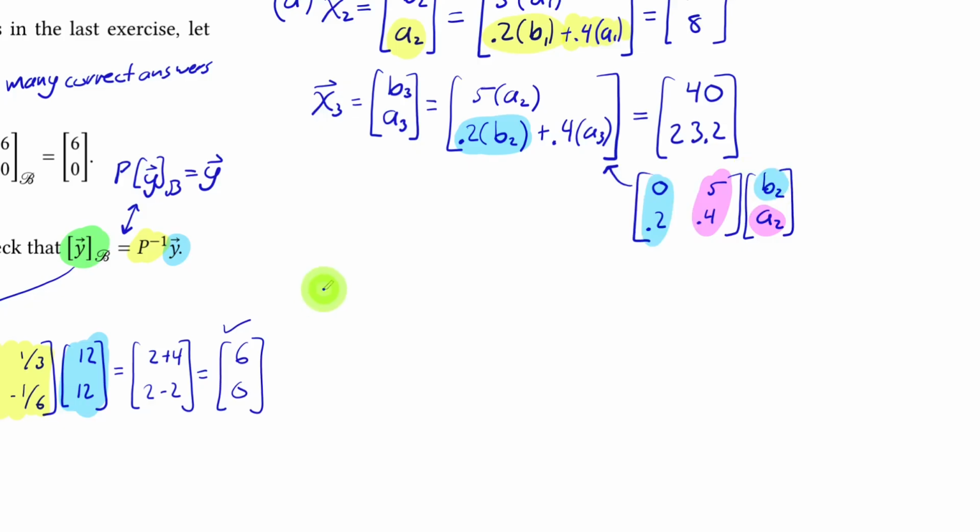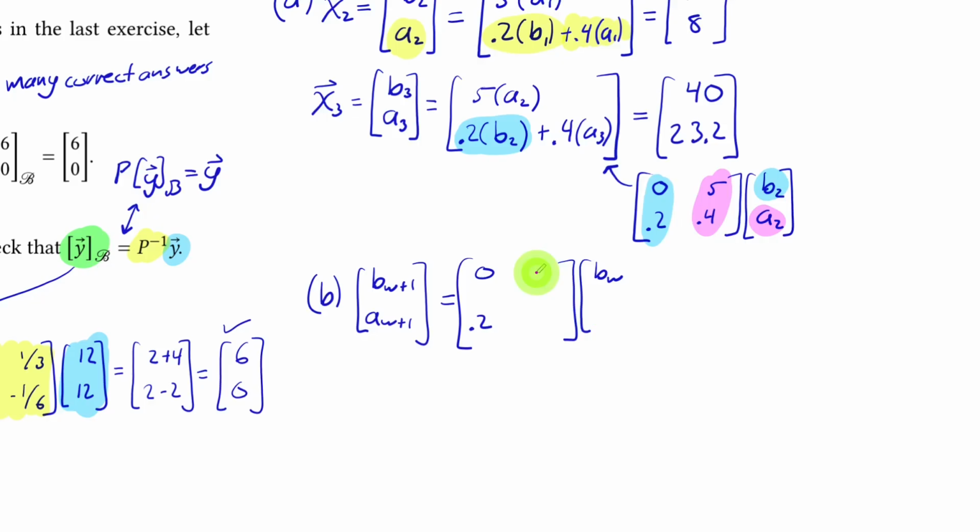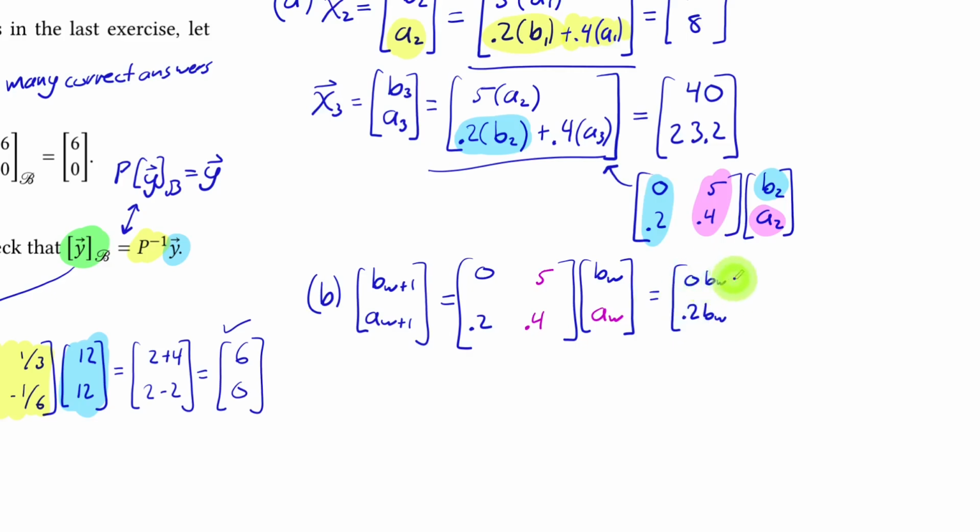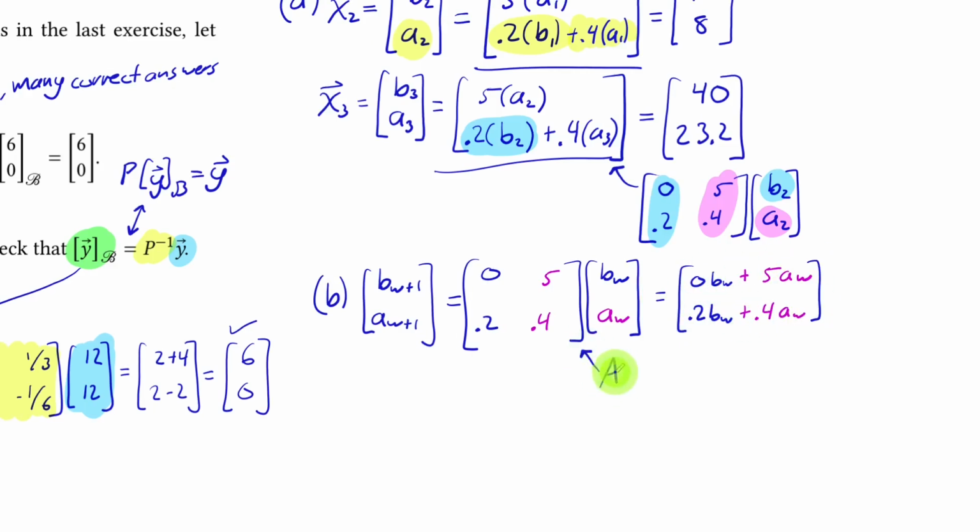So in other words, whatever week W is, the next week we can always get by doing the vector 0, 0.2 times the previous week's baby population. And we can add to that the vector 5, 0.4, multiplied by the previous week's adult population. And we saw examples of how that formula works here. So that matrix there is our A.